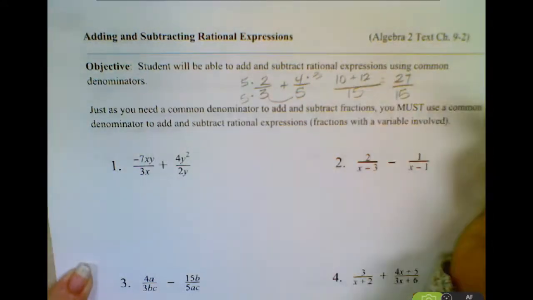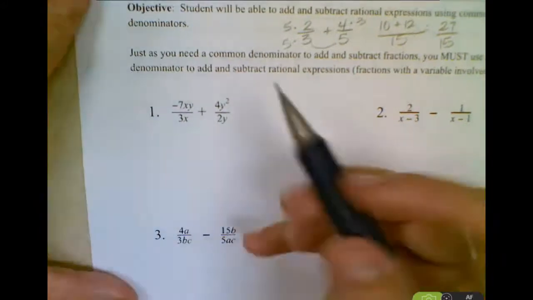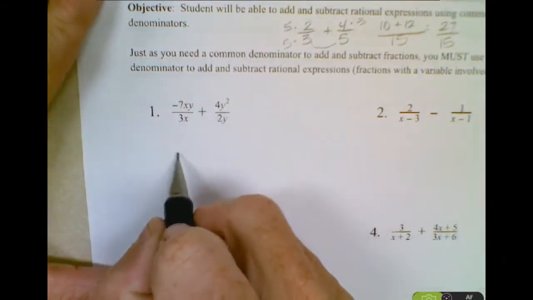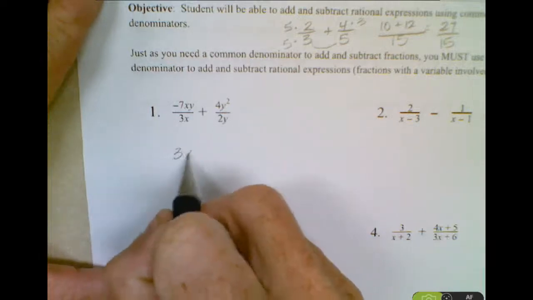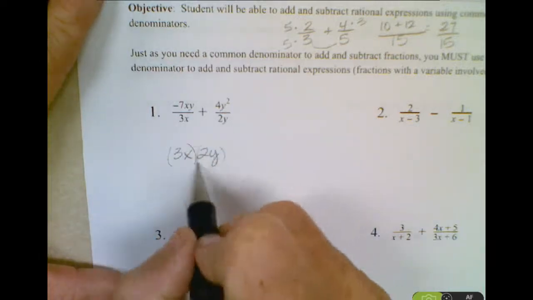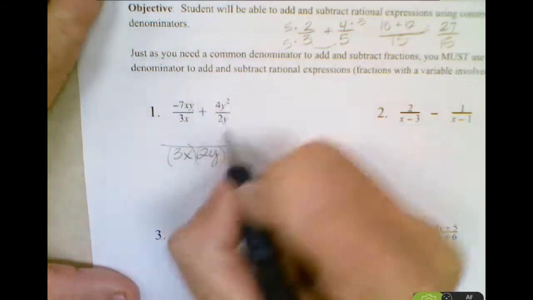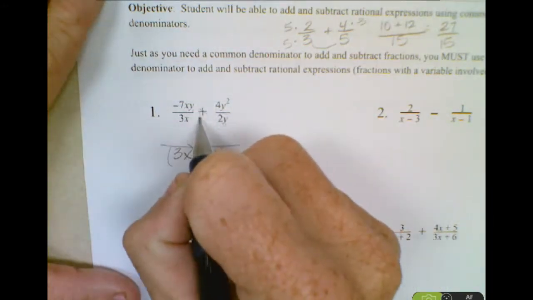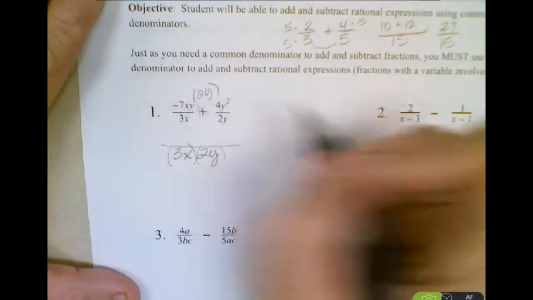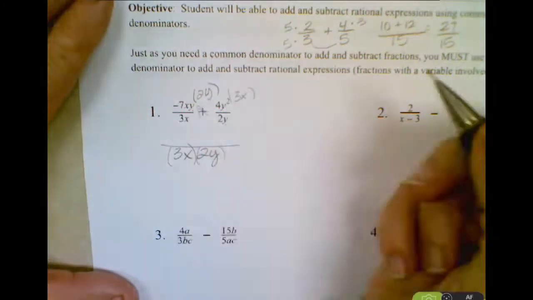With the rational expressions, you're doing exactly the same thing. So for number 1, the easiest way to find my common denominator is to multiply those together. So I have 3x and 2y. Those are going to be my denominators. I'm going to multiply each by the one it's missing. So this numerator, it's that bow tie method thing, is missing 2y. This numerator, 4y squared, is missing the 3x. So that's what we're going to multiply it by.